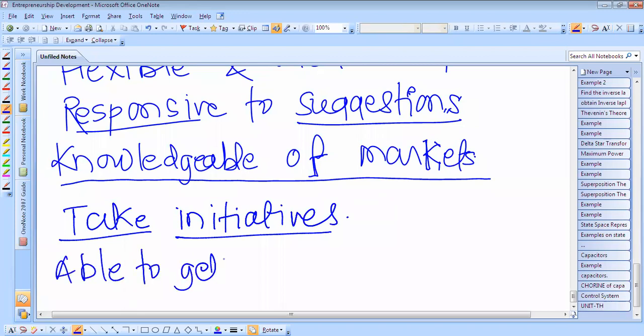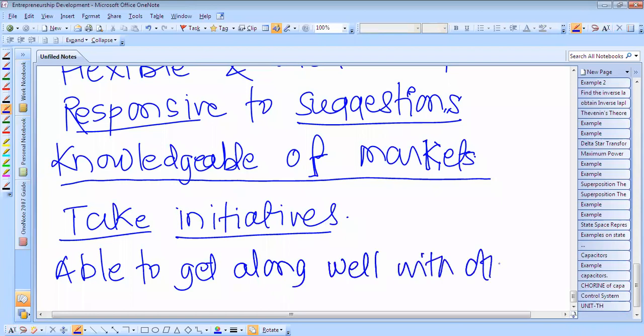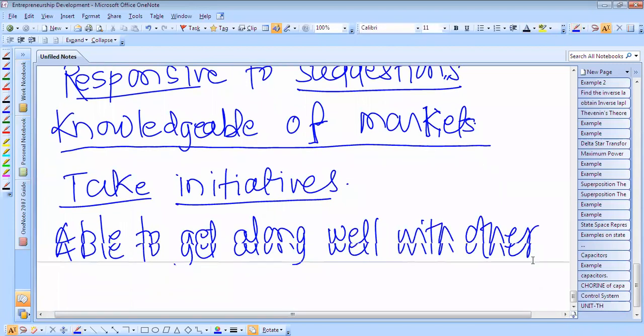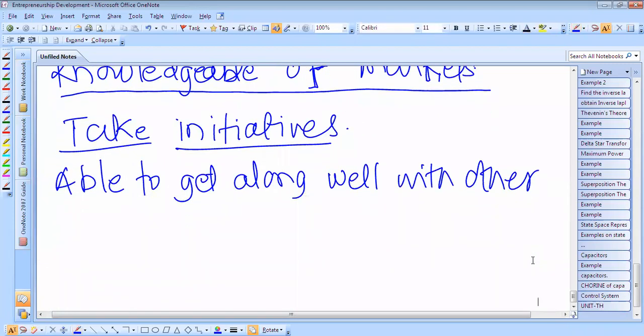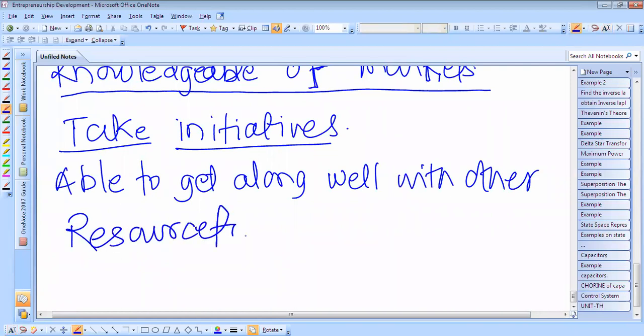Able to get along well with others means others should also do well. Only we should not be happy with our service or products, but others should also get their share. So, able to get along with others; resourceful and persevering. He is always resourceful and persevering.